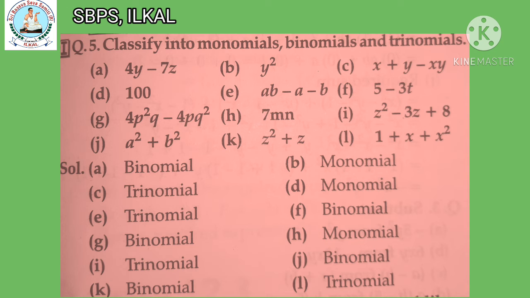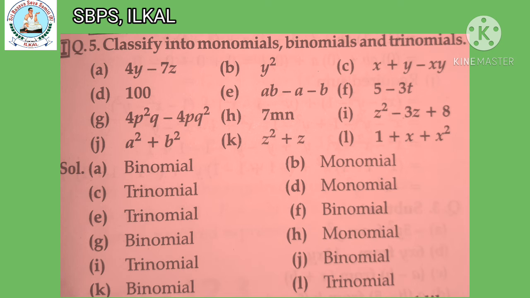And D question, 100. It is a constant and only a single term, so it is a monomial. E, AB minus A minus B, three terms it has, so it is a trinomial. F, 5 minus 3t, it has two terms, so it is a binomial. G, 4p square q minus 4pq square, it has only two terms, so it is a binomial. H, 7mn, it is a single term, so it is a monomial.